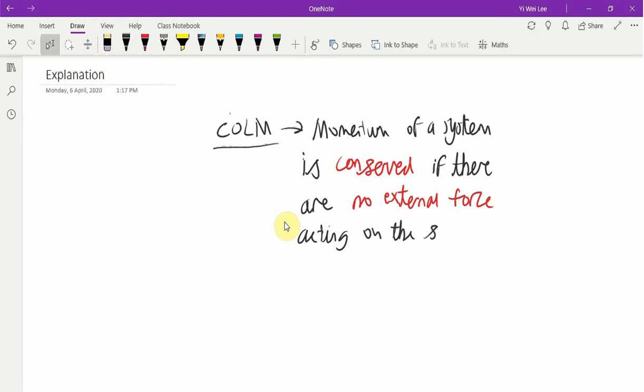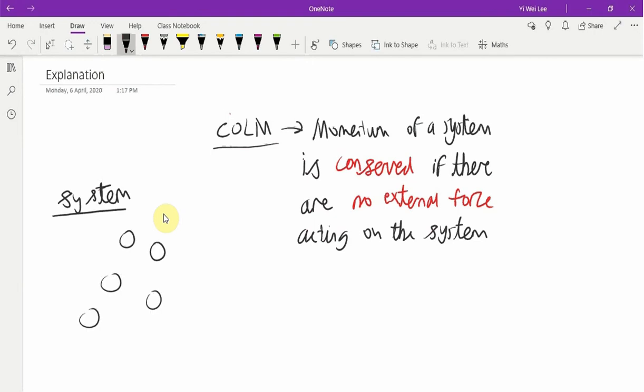So first of all, let's try to dissect what this means. The momentum of a system is conserved if there are no external forces acting on the system. So what is known as a system? First, let's try to understand what a system actually is. To put it in a very simplistic way, a system is just a collection of particles or a collection of bodies. So for example, let's say I have 5 particles here, 1, 2, 3, 4, 5.